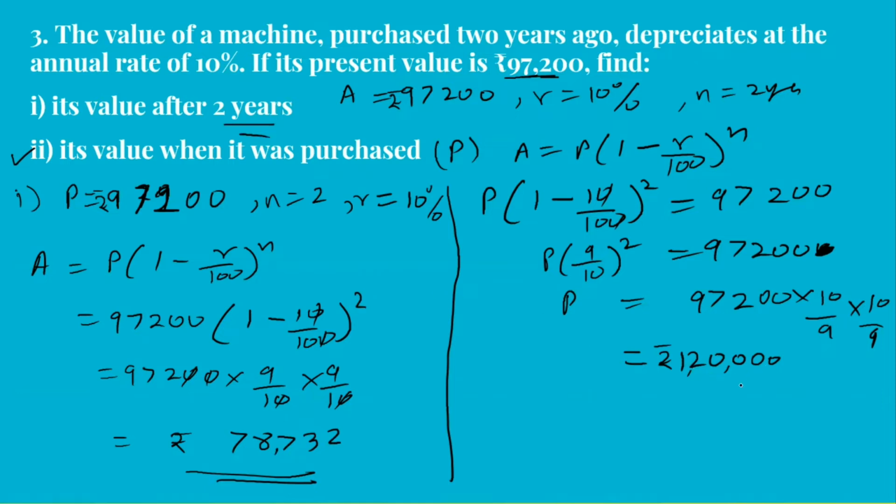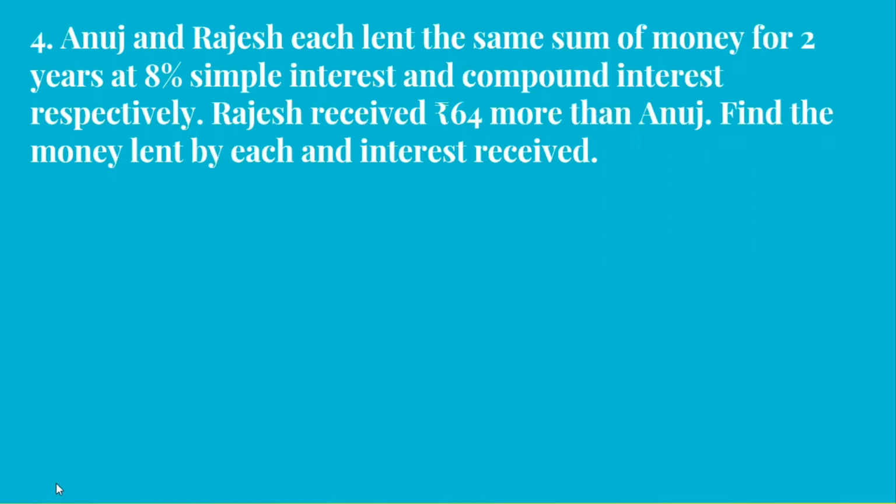See how the amount depreciates if the rate of depreciation is 10% per annum. Okay, so let's move on to Anuj and Rajesh. Each of them has lent the same sum of money for 2 years at 8% per annum. So n is equal to 2 here, and the rate is 8% per annum.